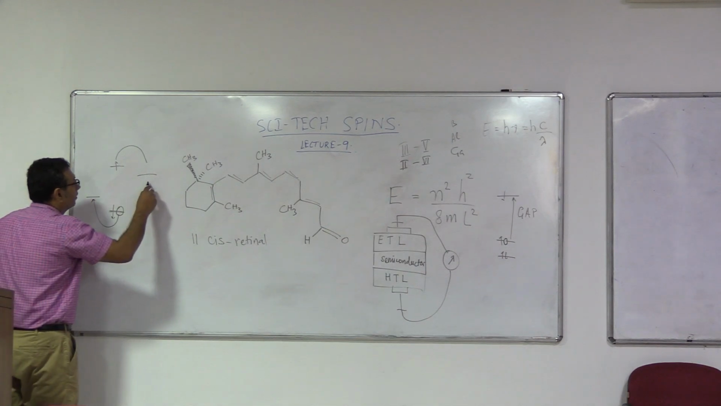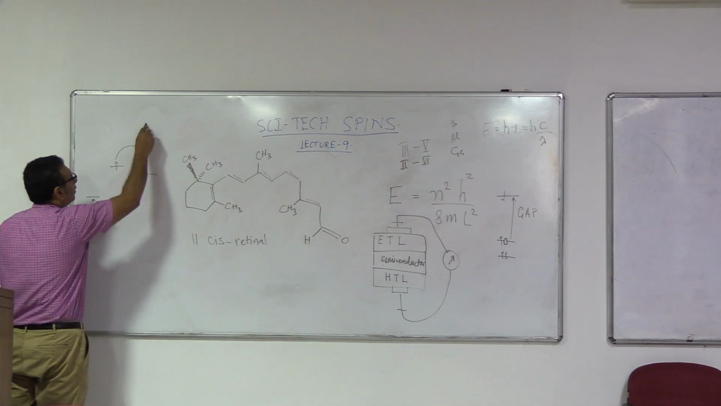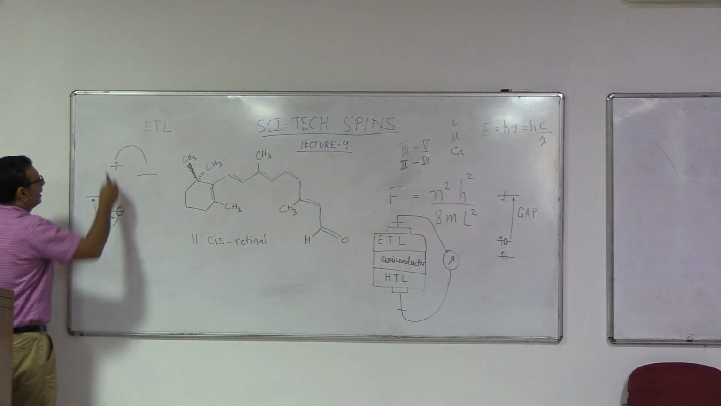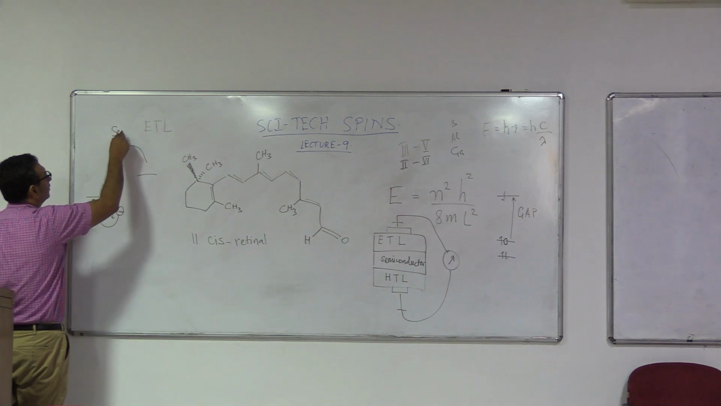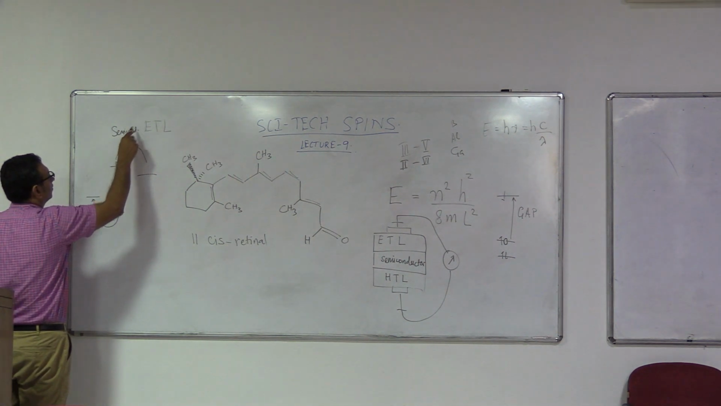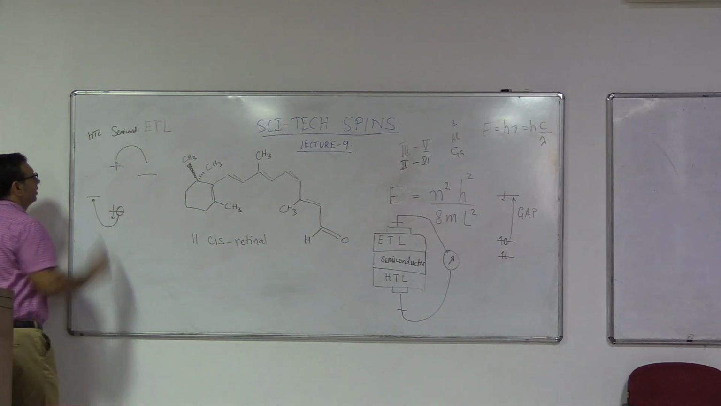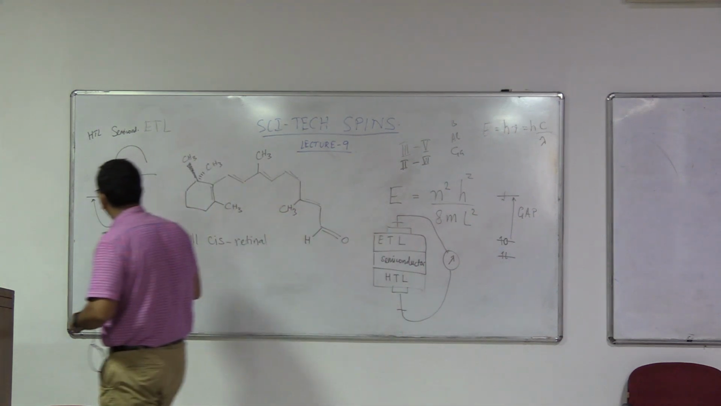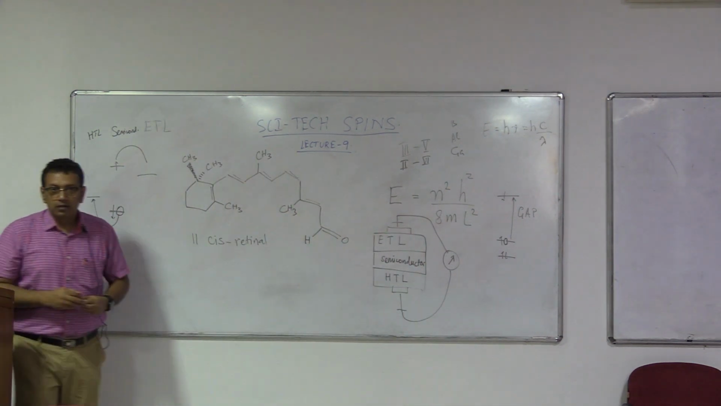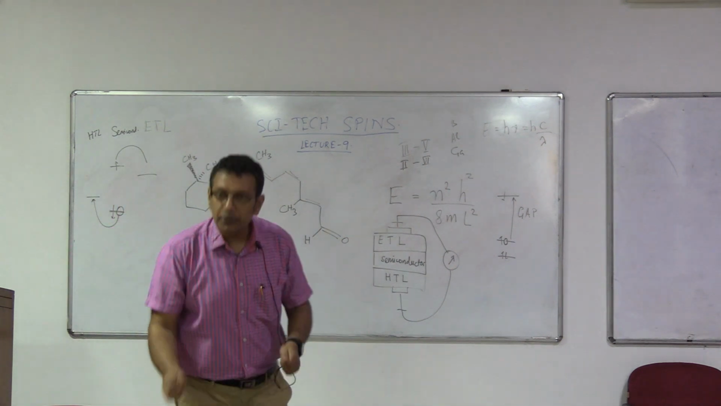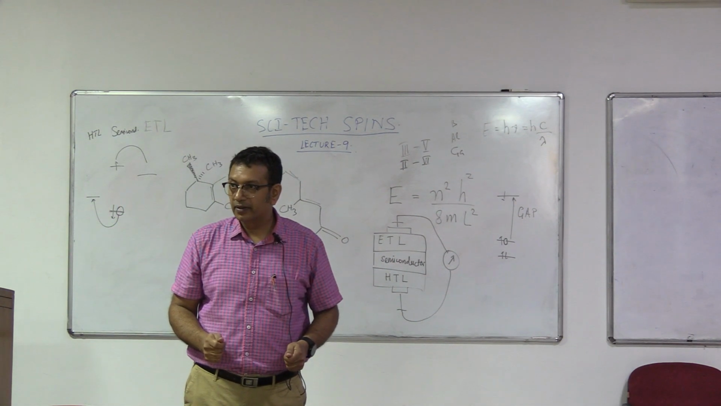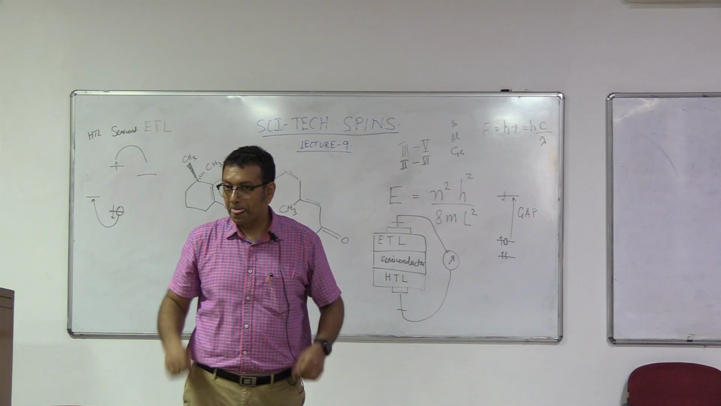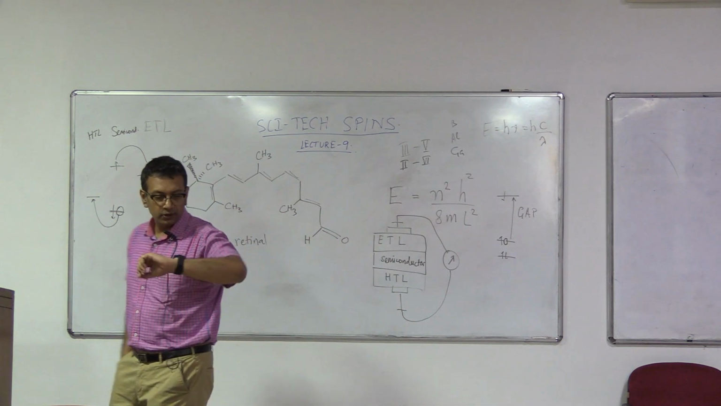So I have my ETL here, this semiconductor here, and the hole transport layer here. And then the metallic contacts follow. Now these are things where you can just pick up your semiconductors, make these contacts, and be done with it.